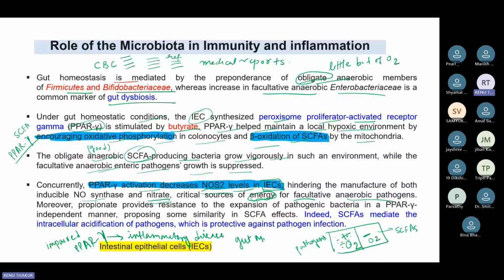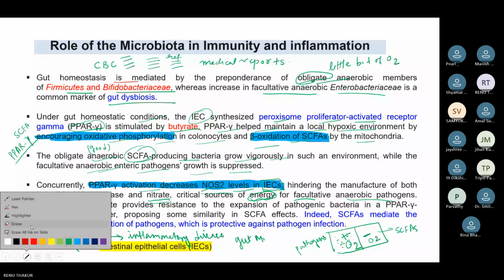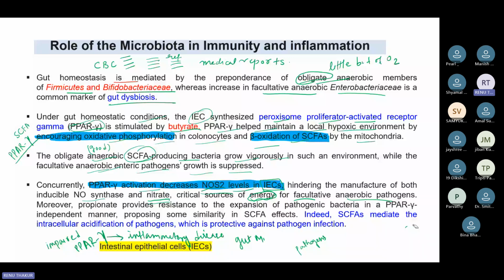Write it down. I don't have any space here, so let me clear first. All these points are very important because I have to explain the flow chart. So therefore, I am explaining this in every possible way. So write it down in your notes.